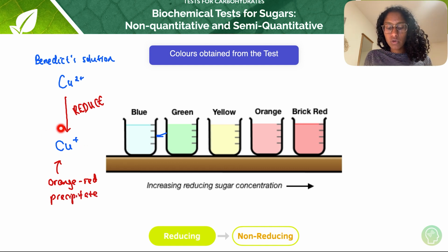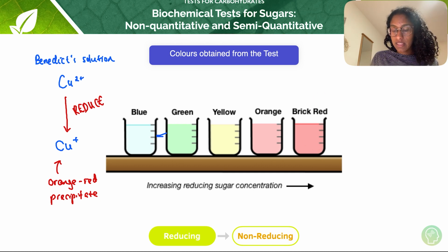So this means that the more copper 1 plus ions we form by reducing more of the copper 2 plus in Benedict's solution, the more orange-red precipitate we form. So from that, we can get that the more reducing sugar that there is in the sample, the more orange-red precipitate that we form.